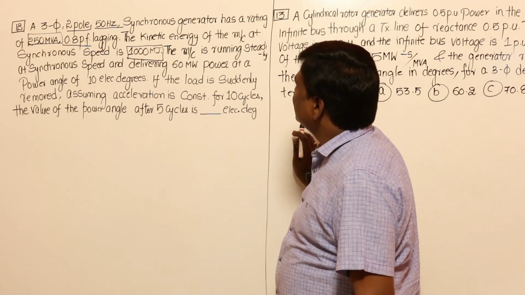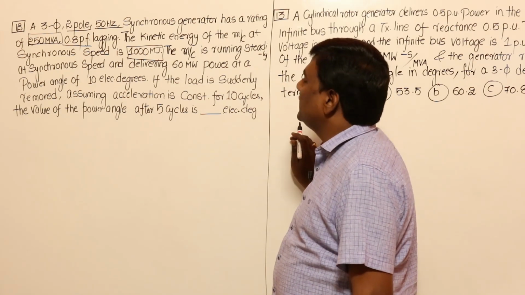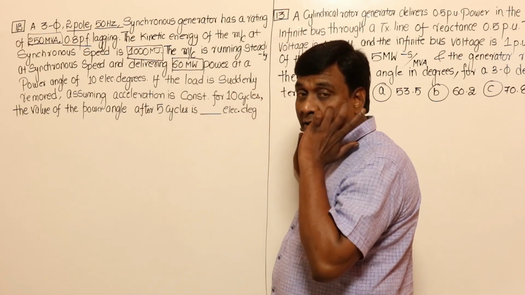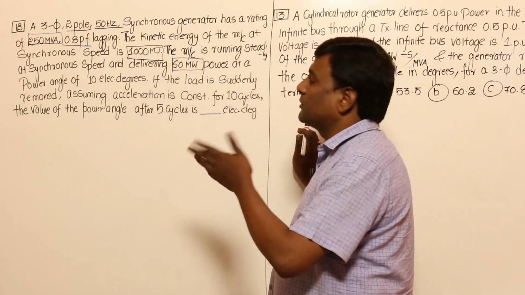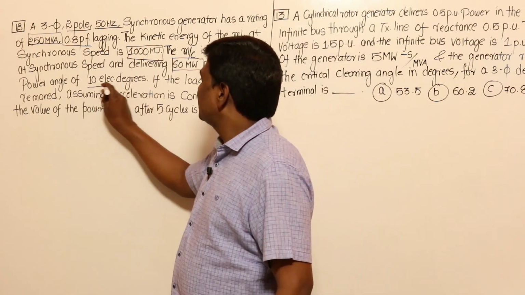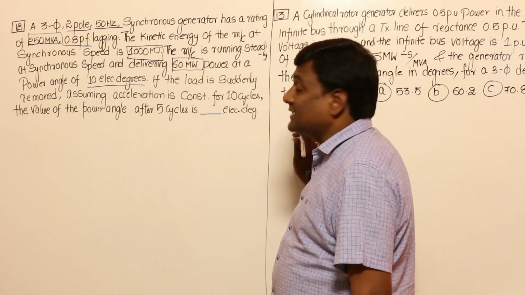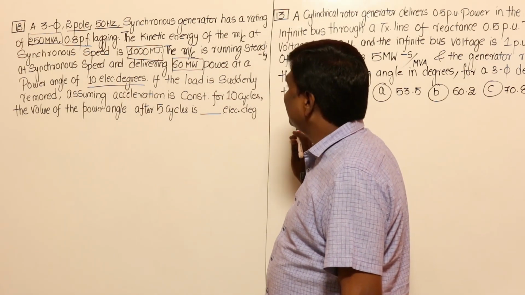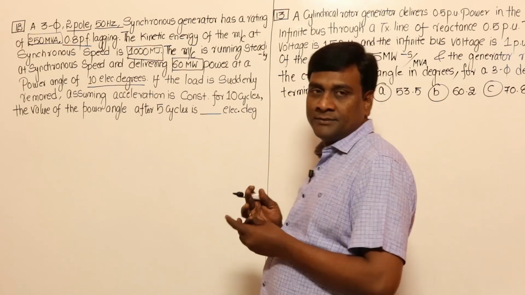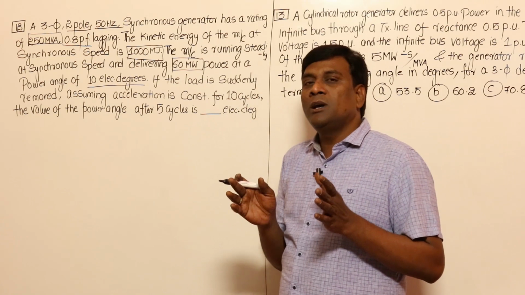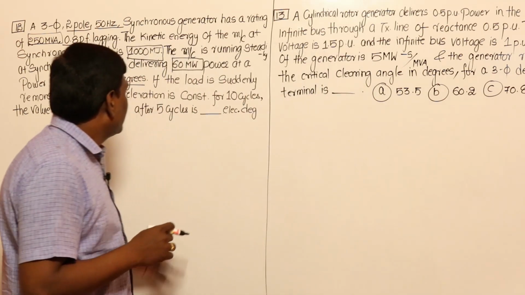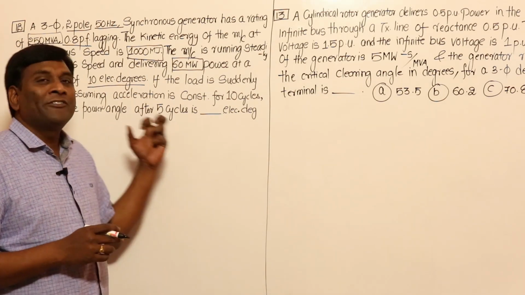Okay, so the machine is running steadily at synchronous speed and delivering 60 megawatt. Under stable conditions, mechanical power equals electrical power equals 60 megawatt, at a power angle of 10 degrees under steady state. If the load is suddenly removed, assuming acceleration is constant for 10 cycles, what is the value of the power angle after 5 cycles? So he is assuming up to 10 cycles acceleration is constant. Now, what is being asked is the power angle after 5 cycles.